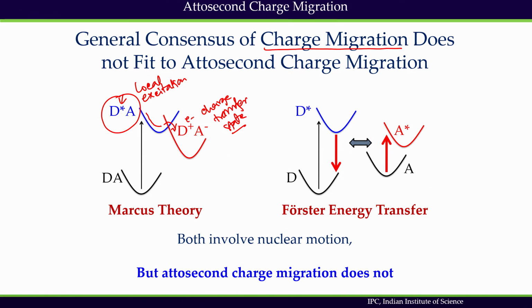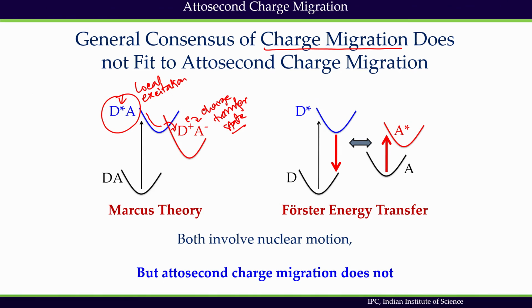Electron can migrate from one to the other, from donor to the acceptor, and that is nothing but electron density change. But we have to understand that this electron density change is different from the attosecond electron density change. Here, this electron density change is a slow electron density change.